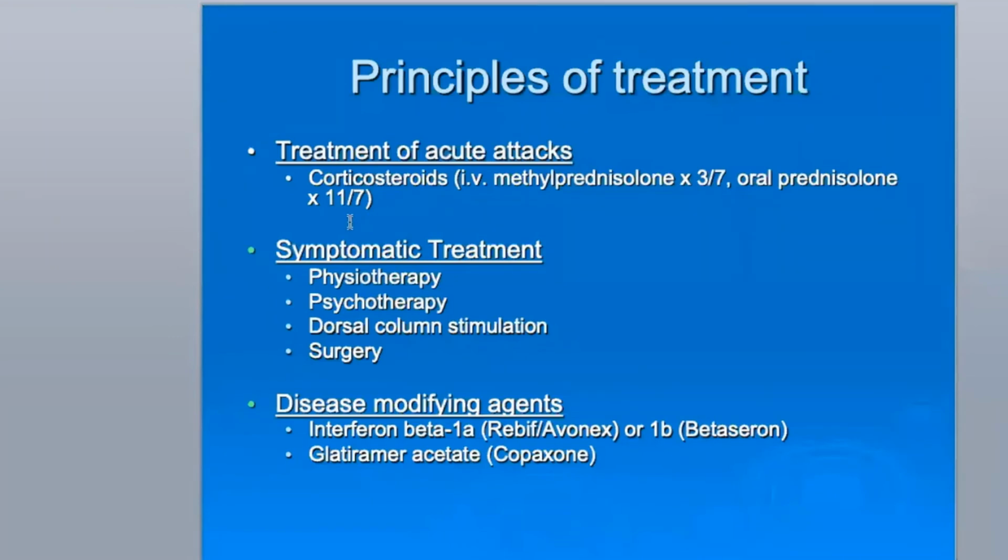Principle of treatment, we give the patient steroid. All the symptomatic treatment depends on the location of the lesion. And sometimes we give them disease-modifying agents. All these patients with optic neuritis, we really have to do MRI because we need to know whether the patient has idiopathic optic neuritis or multiple sclerosis.